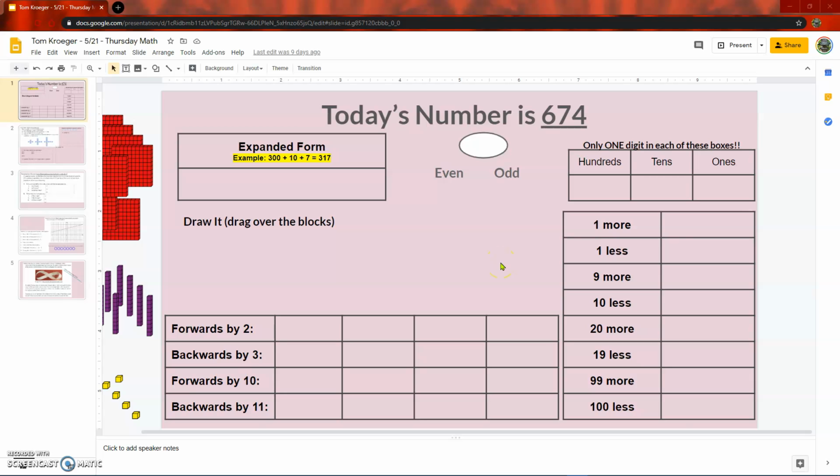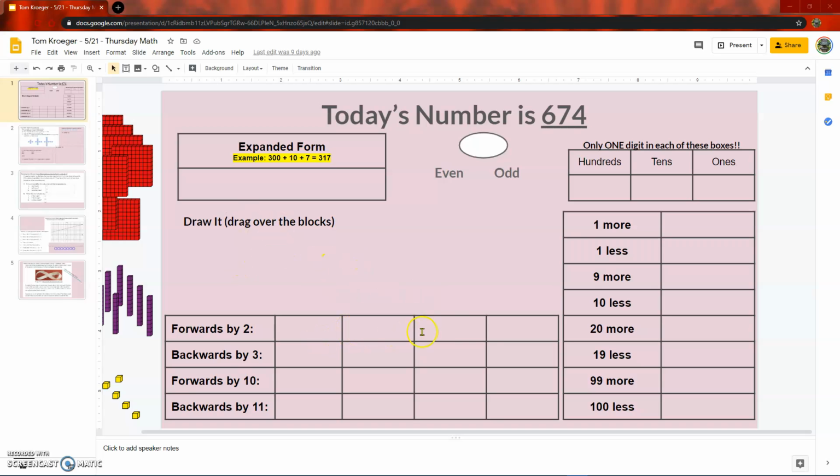And what you're supposed to do with the number is show the number in different ways and do some different things with it. So for this example, this was on May 21st. This is the number 674. And you need to write it in expanded form, decide if it's even or odd, tell how many hundreds, how many tens, how many ones, model the number using the base 10 blocks over here. Just drag those over into the empty space here.